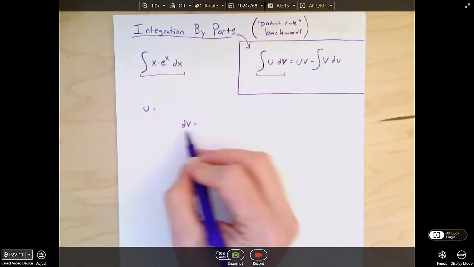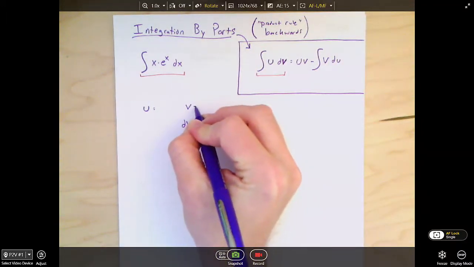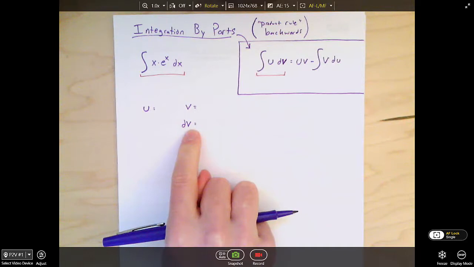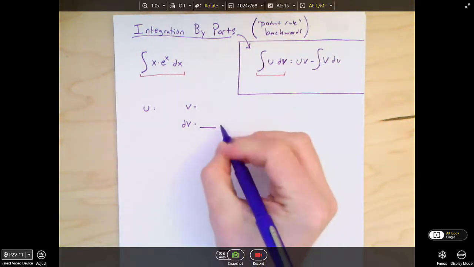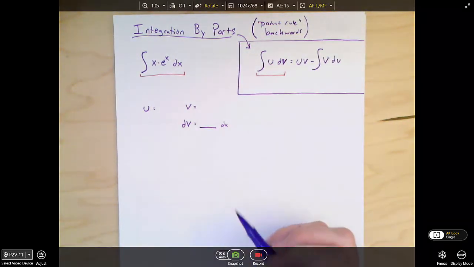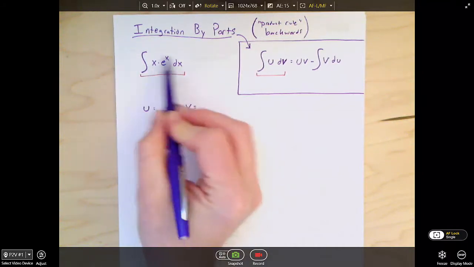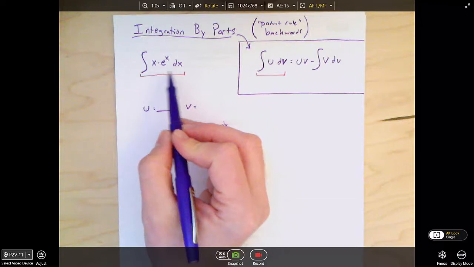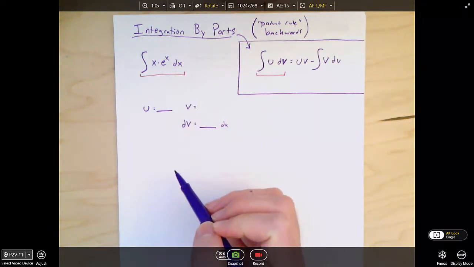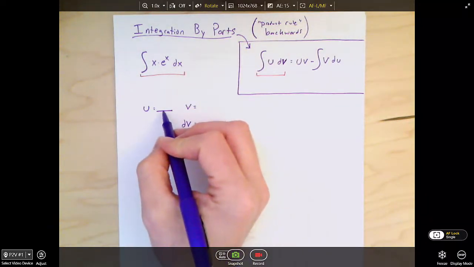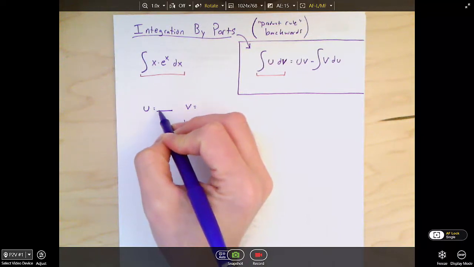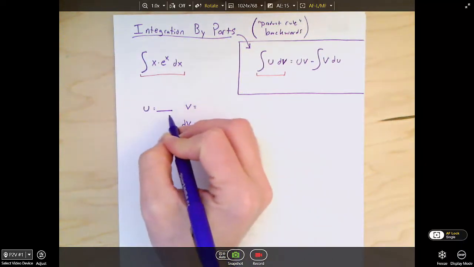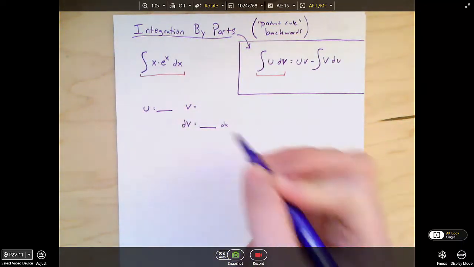When I say dv is a differential, what I mean is there's going to be a function v, and when you take the derivative, you're going to end up with something dx. So we're going to try and choose parts from here and make one of these parts be u and make the whole rest of it be dv. All right, so you want to choose your u function to be something that you know how to take the derivative of, and ideally it's going to be something whose derivative gets simpler.